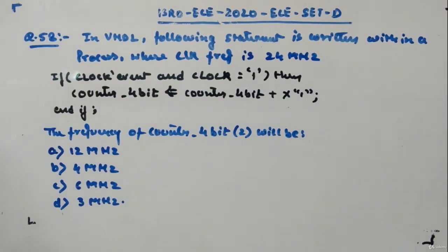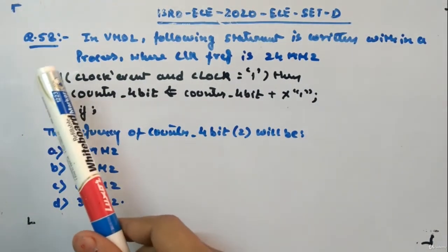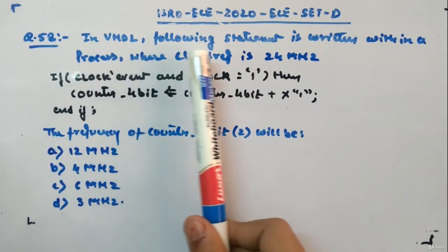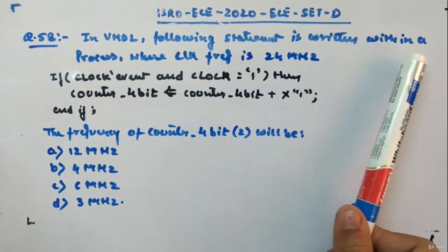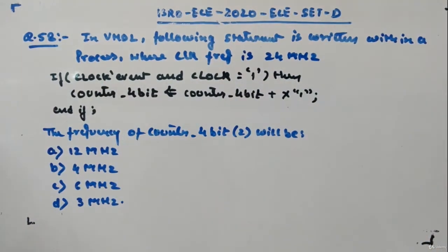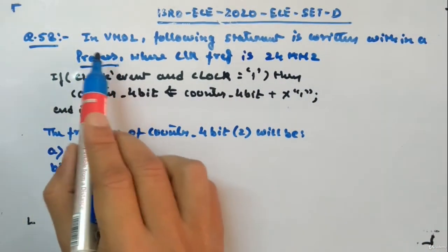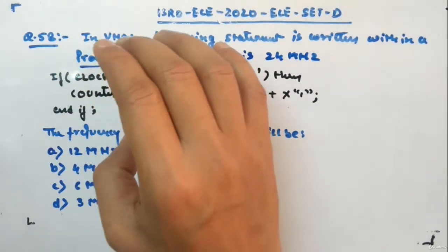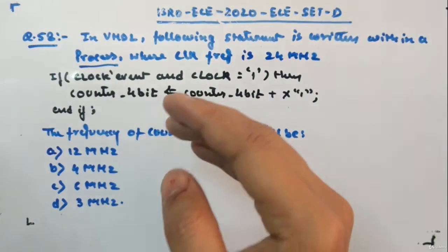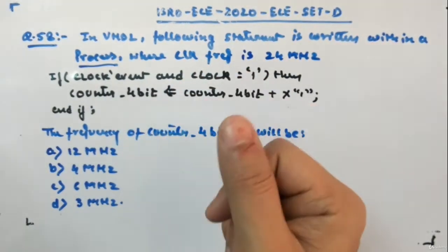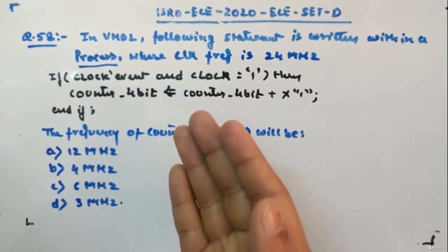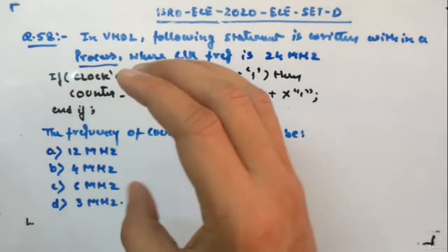Okay, so question number 58. This is a question based on VHDL. In VHDL, the following statement is written within a process. Process is an important word because some code we write within a process is where changes happen again and again, where many changes happen. That part of code we usually write within a process.